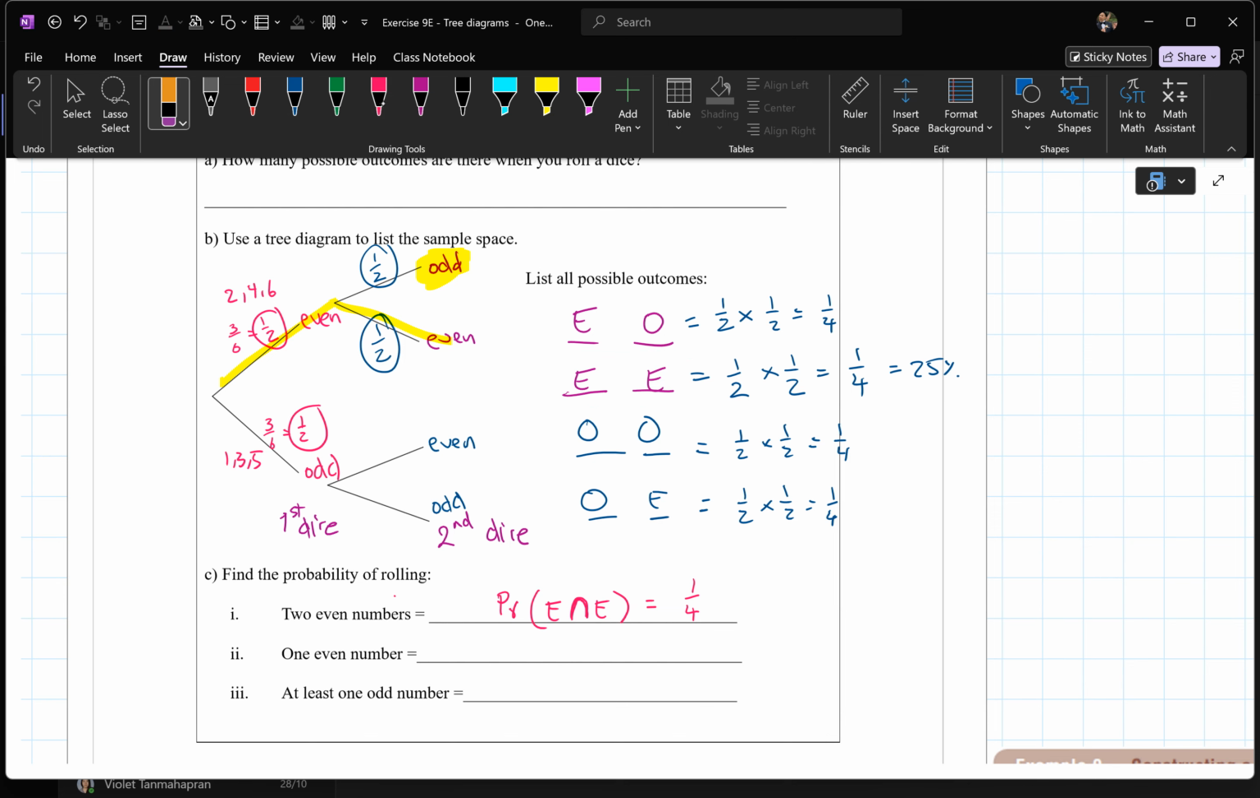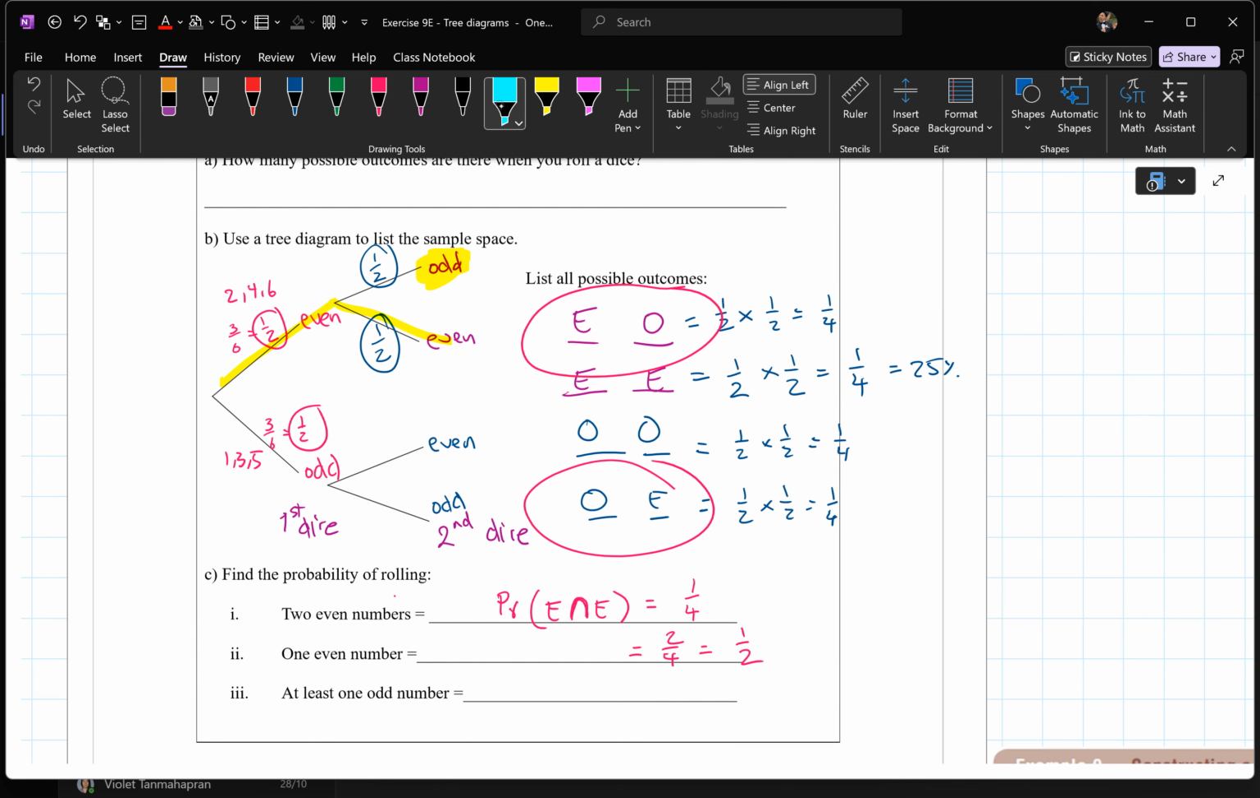How many of them can you see? One even number. Yeah, there's only 2. You can get even first and then odd, or you can get odd first and even. If you add those 2 together, the chances are a quarter plus a quarter is equal to 2/4, which is equal to a half. But the logic to it is you're actually working out 2 branches.